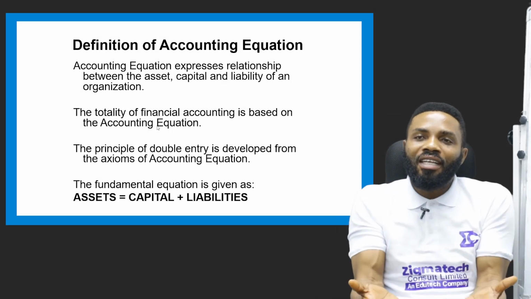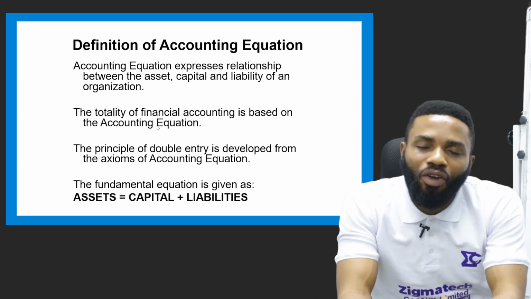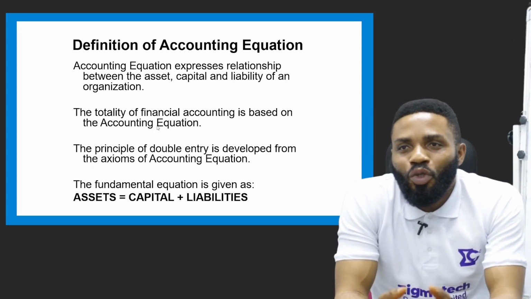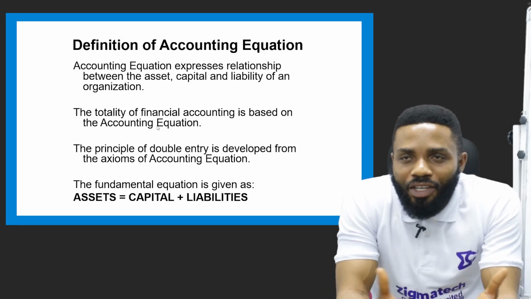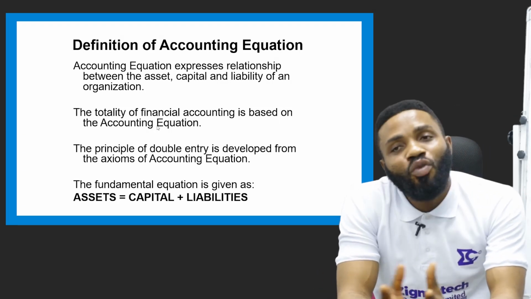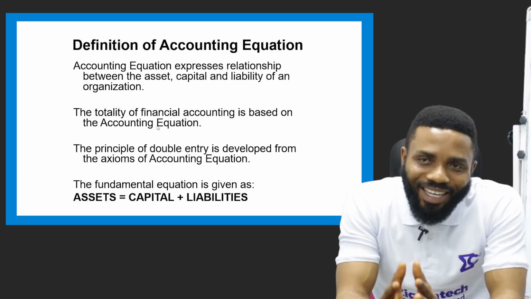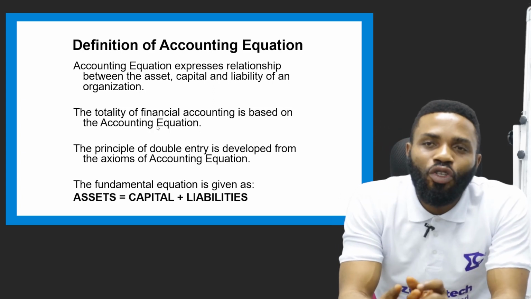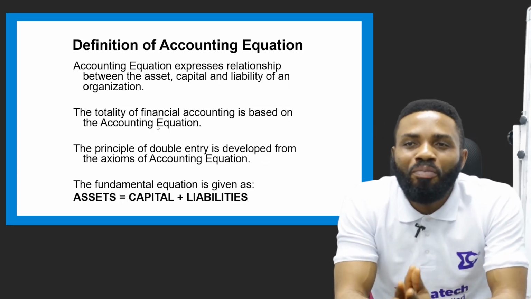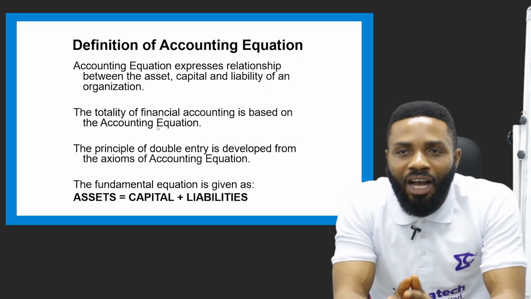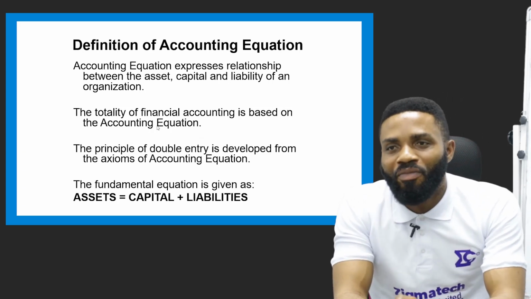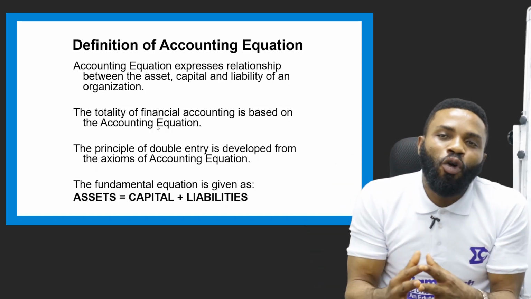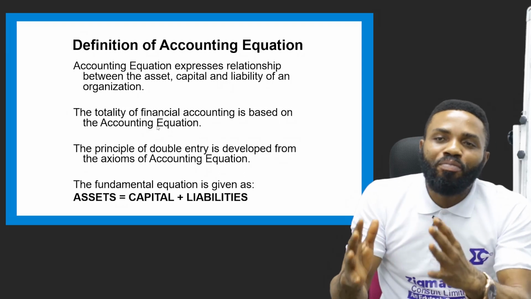Because if the organization is centered on asset, capital, and liability, then an accountant that is not able to navigate through the relationship will not be able to do well. That is why it is very necessary that we take time to explain what accounting equation is. And then the next thing you should understand under the definition is that the principle of double entry is developed from the axioms of what? Accounting equation. Accounting equation is more like a compendium, a summary, of what double entry principle is.